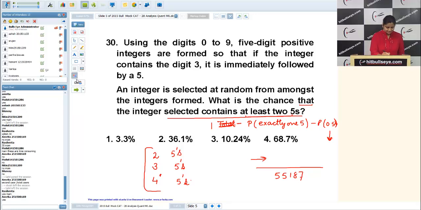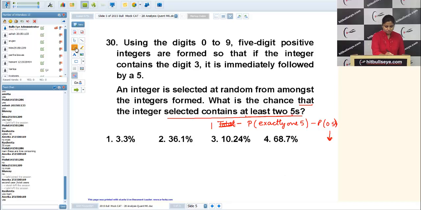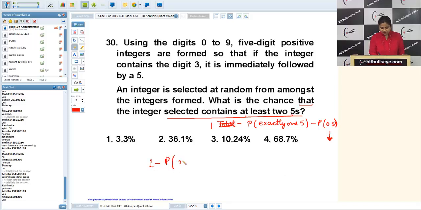Clear? Rashmita? Yes. So I'm going by a reverse approach, because a positive approach will be a huge one. So I'm taking 1 minus the probability of getting no 5. If 5 cannot come, 3 cannot come, so I'm taking this case. Since there were 5 places available, for every place 3 and 5 cannot come. So it will be 8.